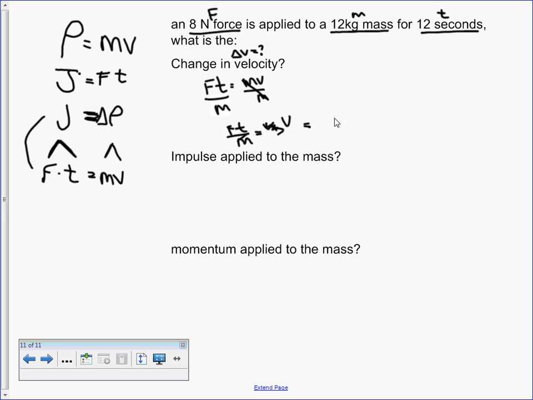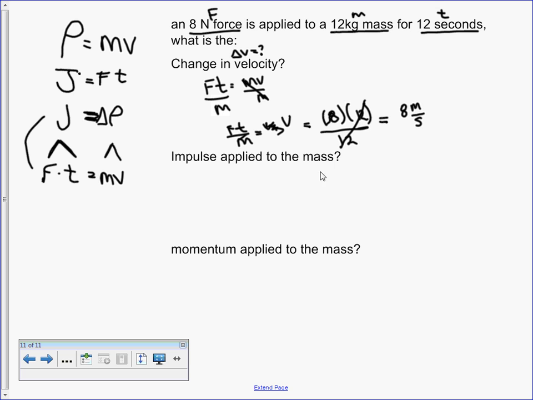Okay, so that's equal to, what's my force? 8 newtons times my time, 12 seconds. And my mass is 12. So what do I get? This will just cancel out. 12 times 12 divided by 12. So I just get 8 meters per second. So that's my velocity. But if you don't like that, let's do 8 times 12. Get 96 divided by 12 again, you get 8.